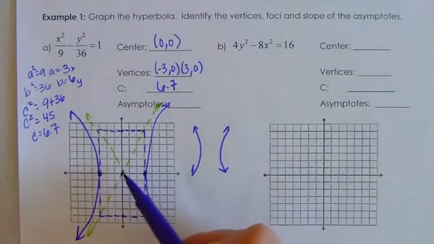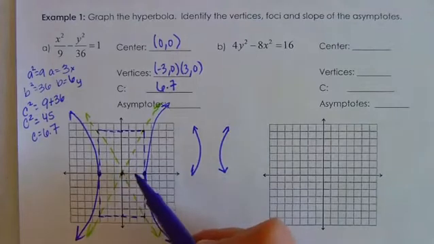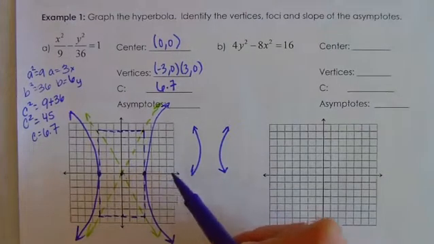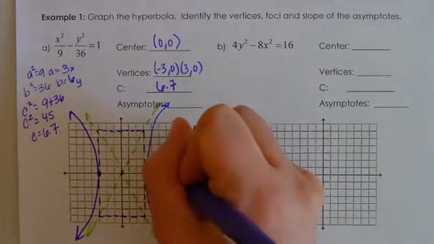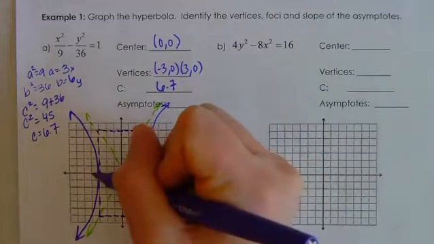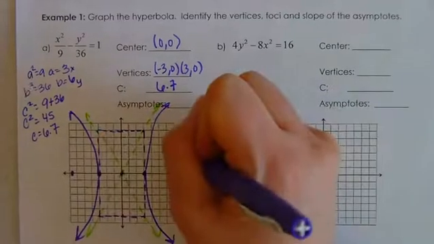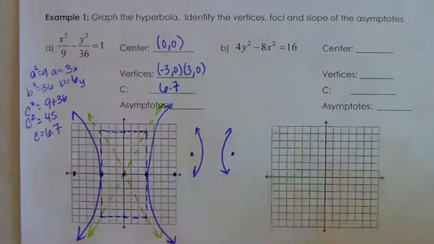So our foci are 6.7 from the center. So I'm going to go 1, 2, 3, 4, 5, 6.7. I'm going to put the focus right there. And then I'm going to do the same thing on the left side. So I'm going to go left 3, 4, 5, 6.7, and I'm going to put my focus there. So we do want to make sure that we are sketching those foci also in a hyperbola.